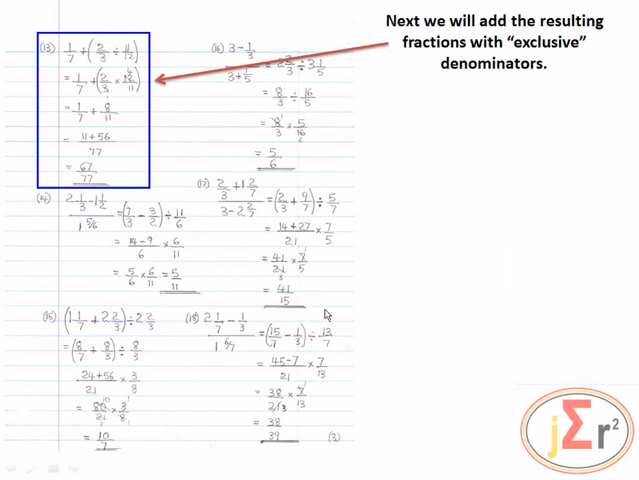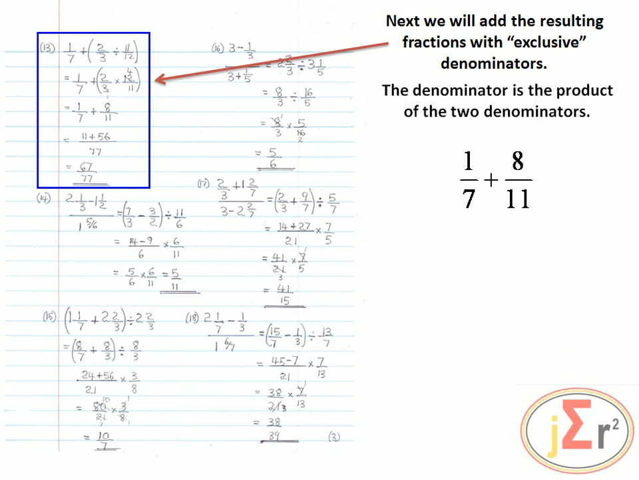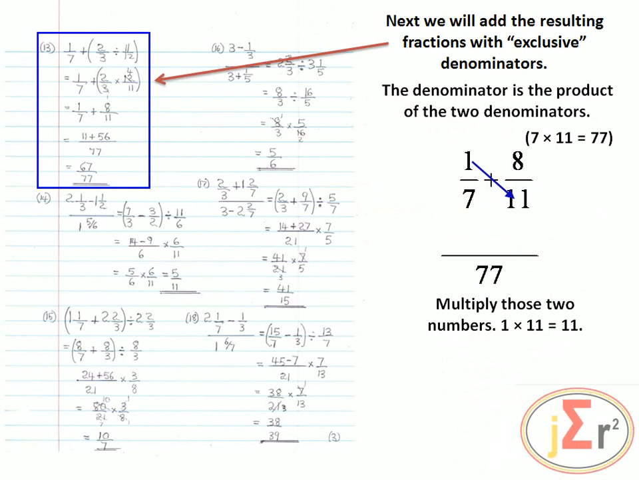Next, we will add the resulting fractions with exclusive denominators. So we have 1 over 7 plus 8 over 11, and we will find the result of that addition by making use of the fact that the denominator of the answer will be the product of the two denominators. 7 times 11 is 77, and we go like that. 11 times 1 is 11, and 8 sevens are 56.